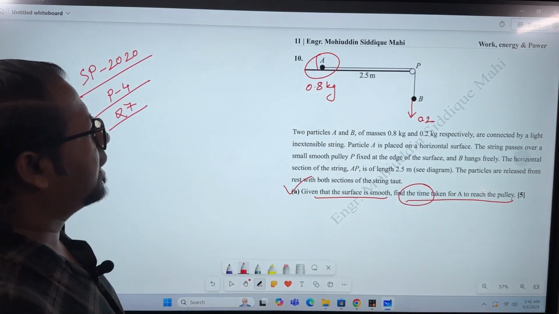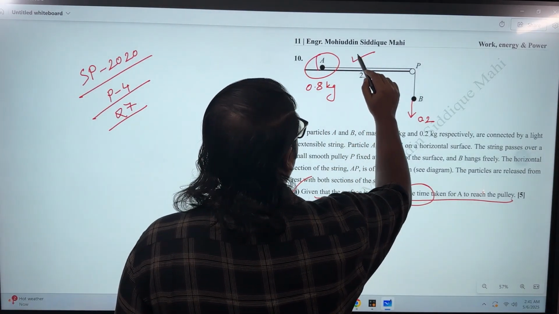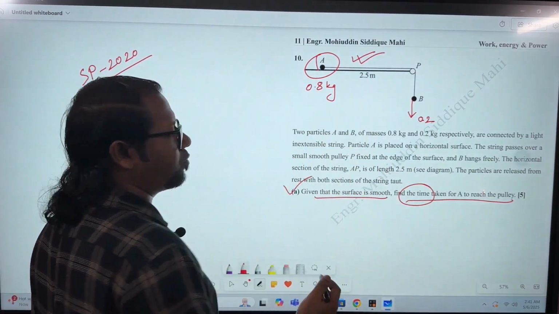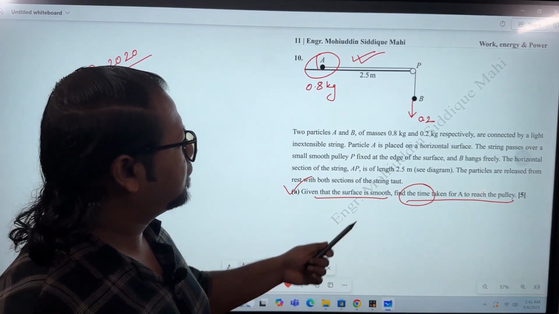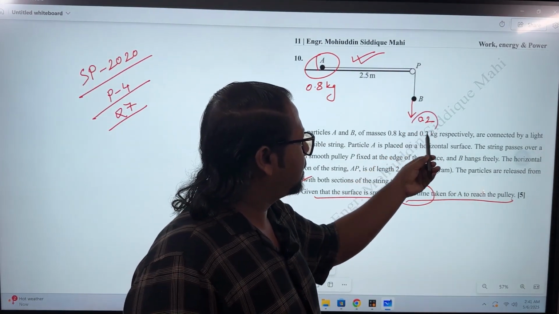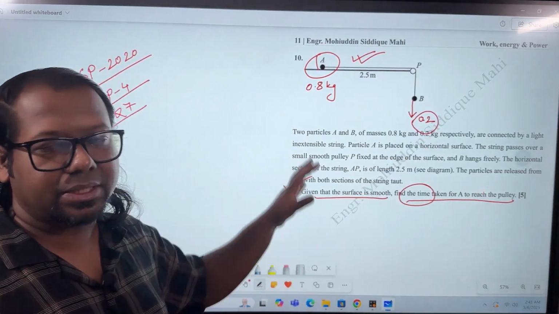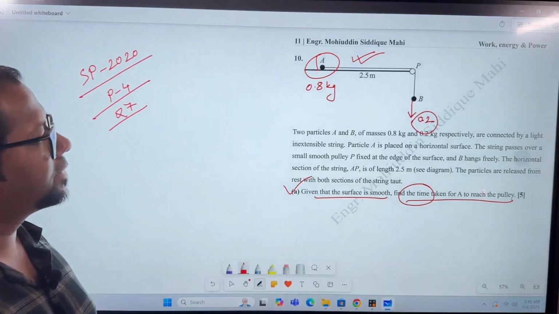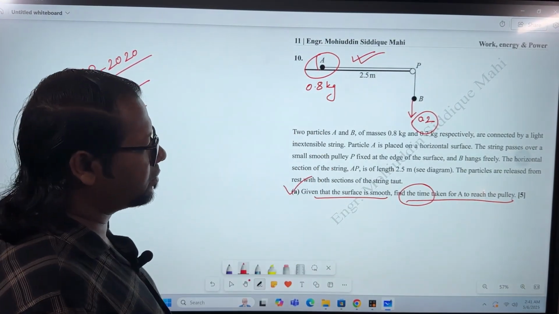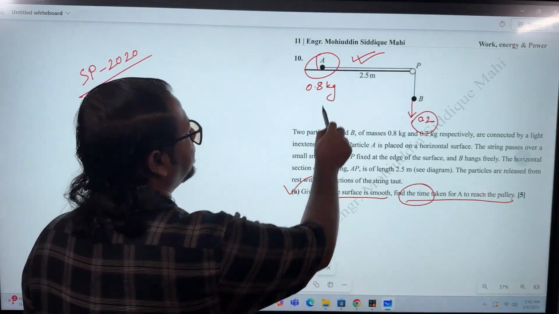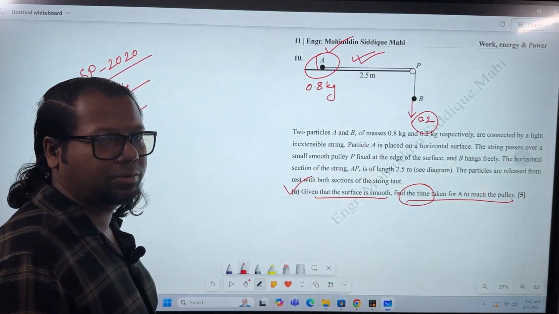0.2 kg. Now, as the surface is smooth, the surface is not providing any friction to A. And without any friction, if you keep any mass here, it's going to create some motion. It's going to accelerate the whole system, right? So B will fall downward and A will move to the right. So we need to find out how much time A will take to reach the pulley.